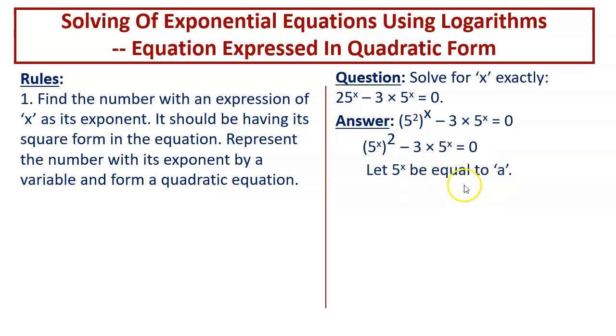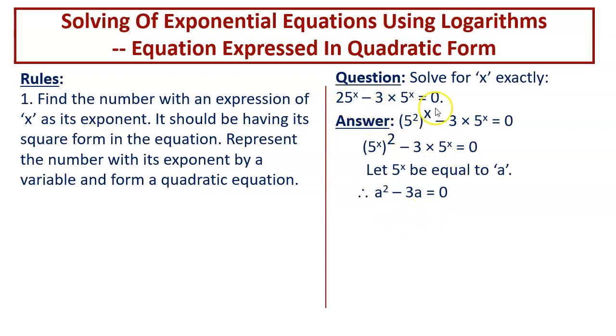So if we write a in place of 5 raised to the power of x, what equation do we get? In place of 5 raised to the power of x, we will be writing a. So it will be a raised to the power of 2 minus 3 times a, which is minus 3a, equal to 0. A squared minus 3a is equal to 0.